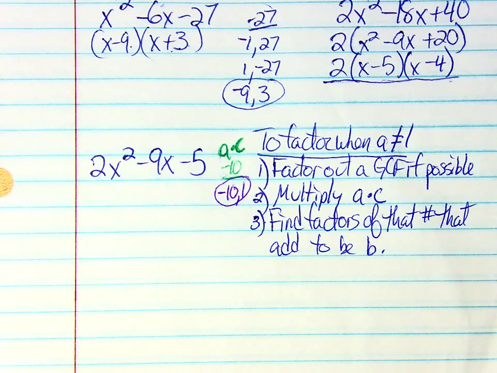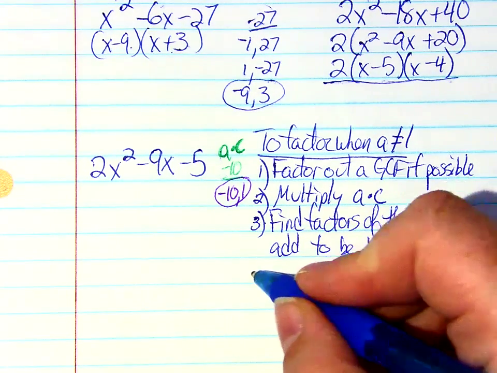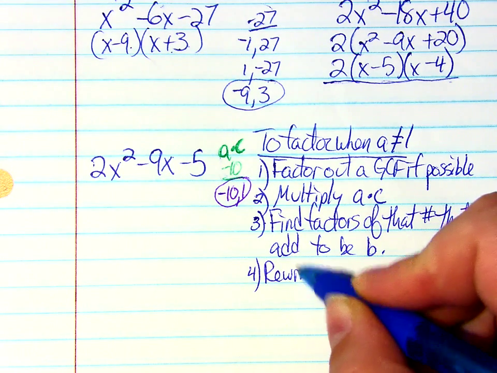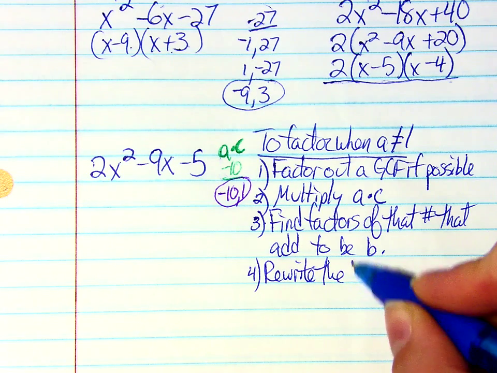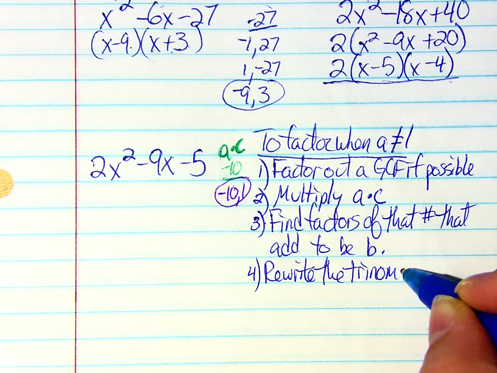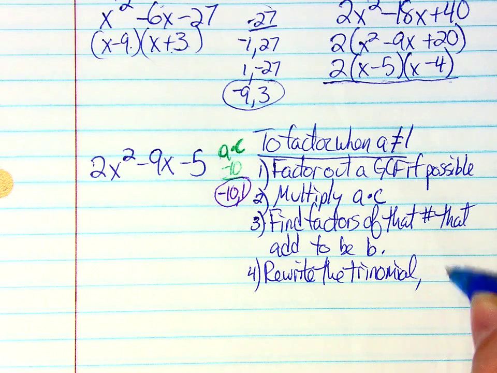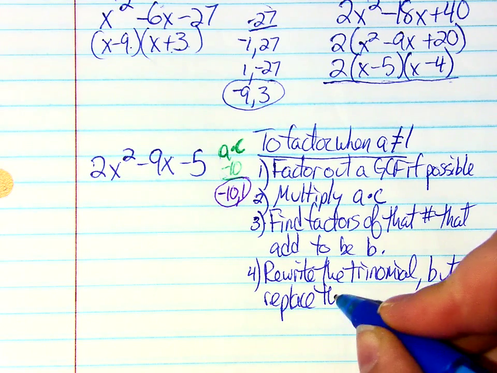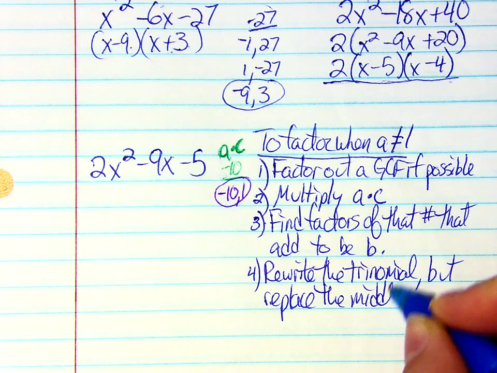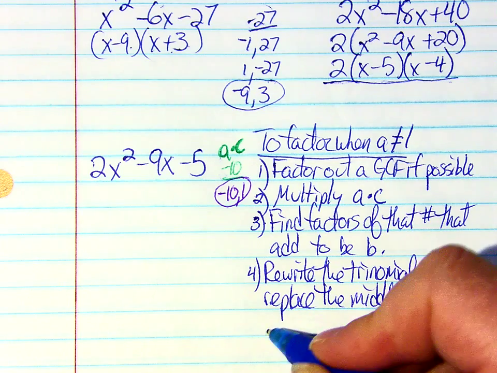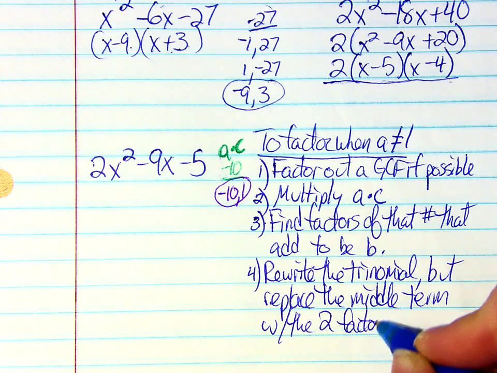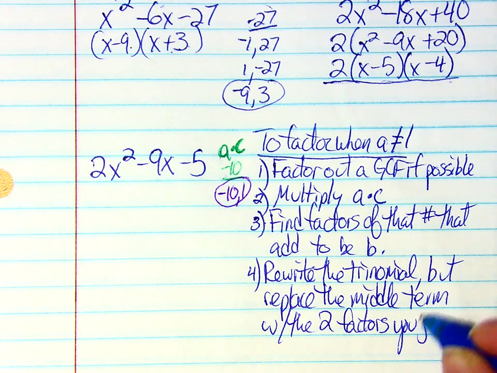Okay. So once I found my factors, here's the next weird step. Step 4, you're going to rewrite the trinomial, but replace the middle term with the 2 factors you just found.